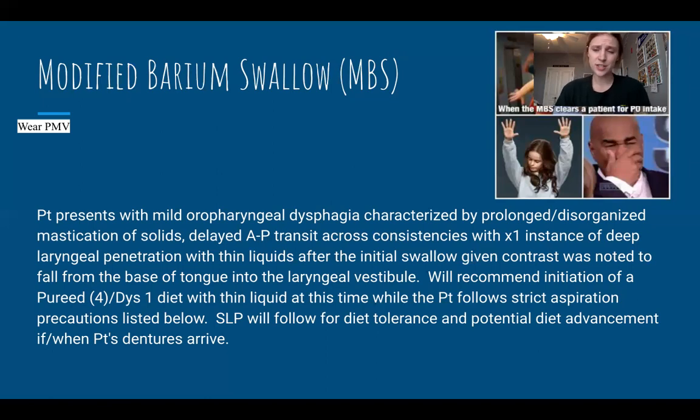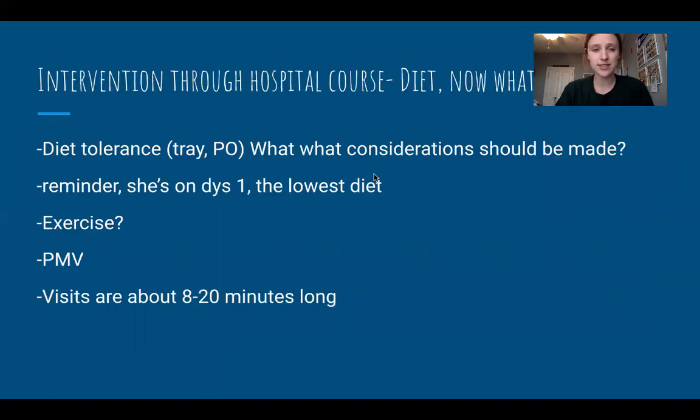So she did do well. She did not aspirate at all in the study. She did penetrate a little bit, but we did clear her for a puree diet. Dysphagia 1 is the lowest diet possible aside from being NPO. So she was able to have PO intake, at least. So she's on a diet, now what?